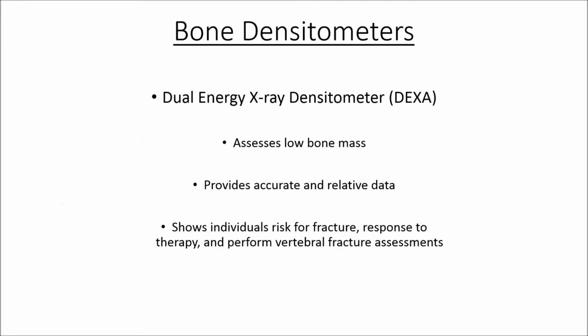There are three main types of bone densitometers. The main one is the dual energy X-ray absorptiometry, or DEXA. Its primary function is to assess low bone mass using dual energy X-ray photons. It gives physicians accurate and relative data of a patient's bone mineral density. With this data, they assess the individual's risk factors for fractures, response to therapies, or even perform vertebral fracture assessments.